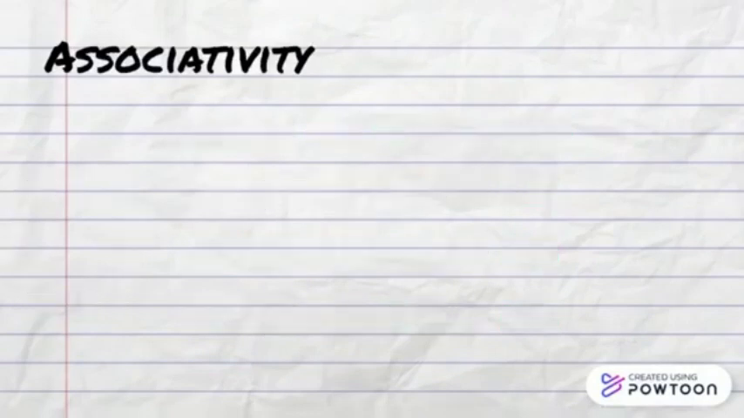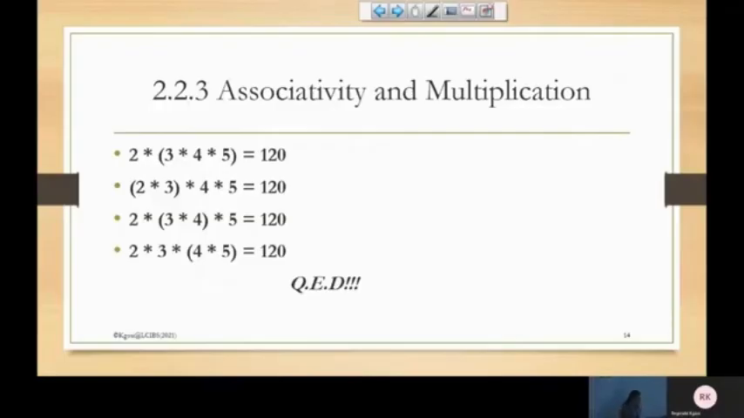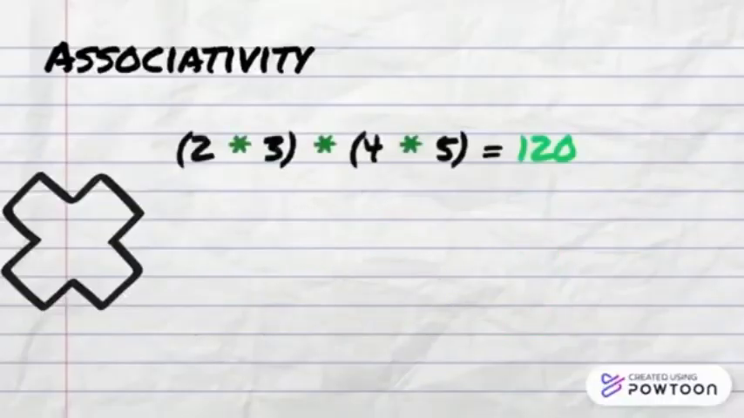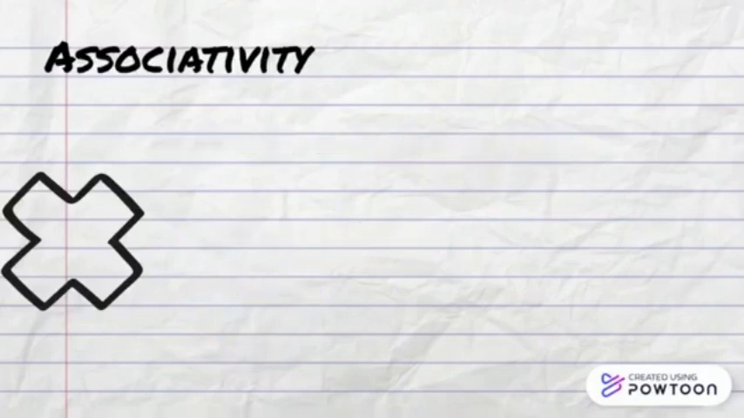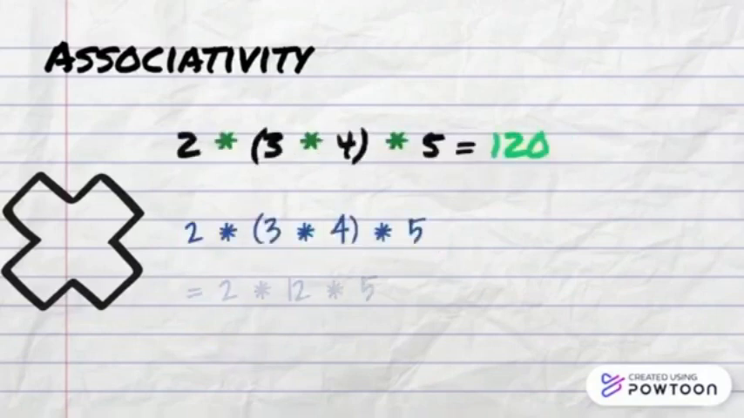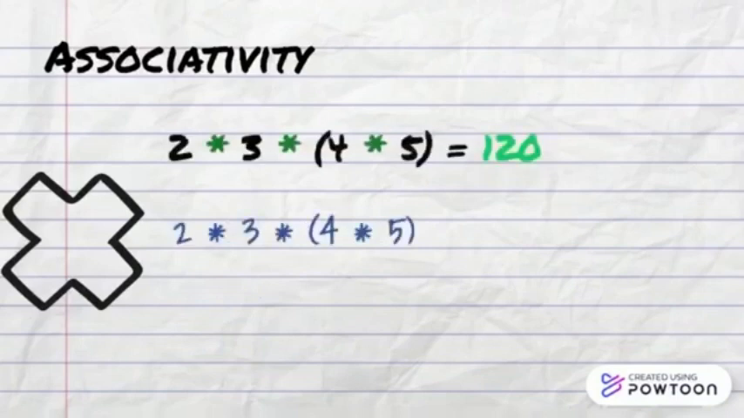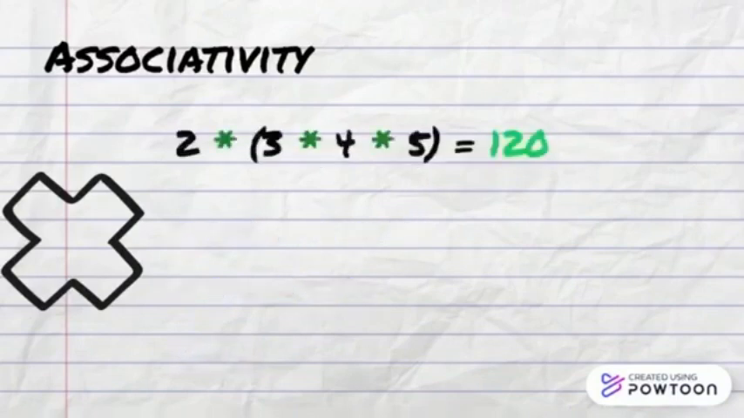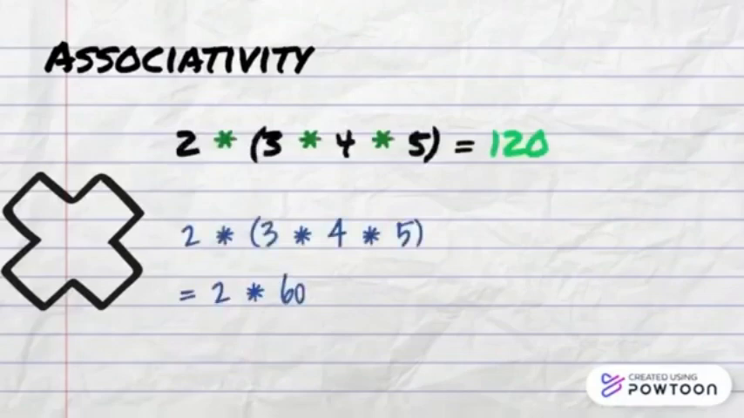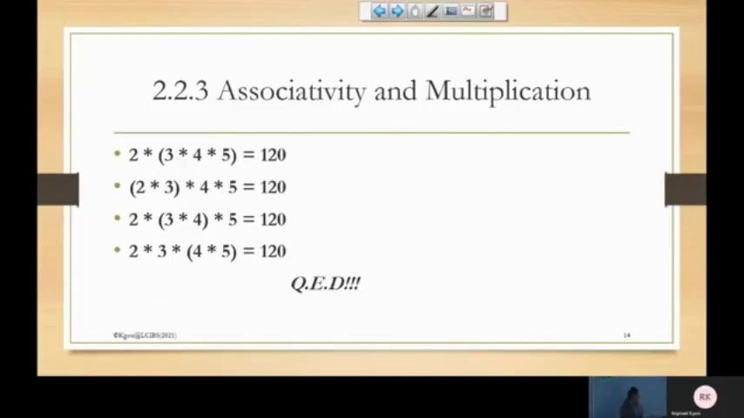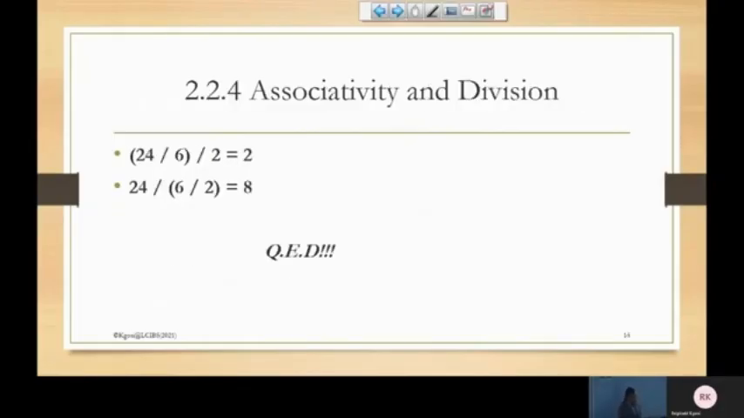The third one says you start with the 3 times 4, which is 12. Then you say 2 times 12 is 24, times 5 is 120. And then the last one there, you start with the 4 times 5, which is 20. So you'd say 2 times 3, that's 6, times 20, it's 120. QED. So we see associativity there agrees with multiplication.